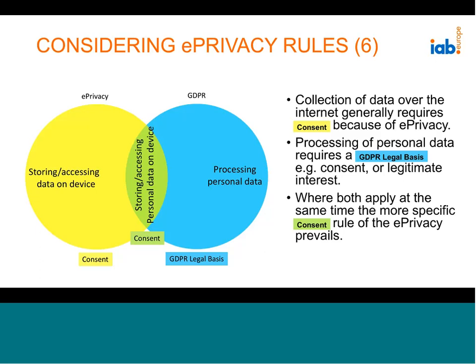The ePrivacy Directive applies to the storing and accessing of data on a device, not just personal data, any data, and the GDPR relates to processing of personal data. Now, some of the data you will collect from a device could be personal data, and then clearly those overlap. And then there is a conflict of the rules, because collection of data over the internet generally requires consent because of the privacy rules, and the processing of personal data requires a GDPR legal basis, not necessarily consent. So which of the two do you apply where both do apply? The answer is the more specific law. And the more specific law in this situation is the ePrivacy Directive, which means that where you are storing or accessing personal data on a device, you need consent. Now, once you have collected it, in theory, you could start processing it under a different legal basis. The question becomes whether you want to do that.